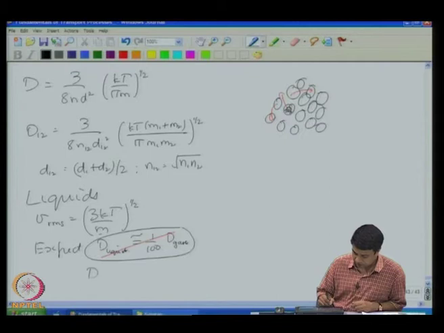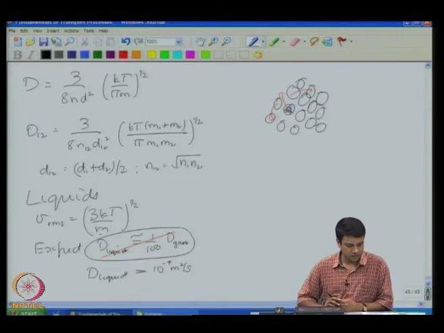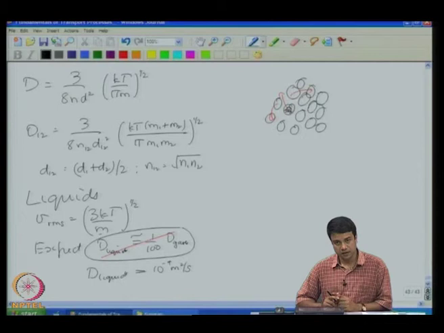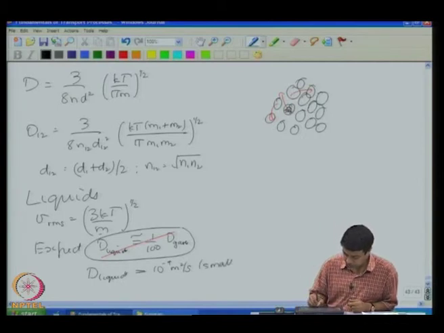In fact, if you calculate the diffusion coefficient in liquids of small molecules, it is approximately 10 power minus 9 meters square per second, which is 4 orders of magnitude smaller than that in a gas. For example, for hydrogen in water, the diffusion coefficient will be about 4 times 10 power minus 9. For larger molecules, such as larger polymer molecules, proteins and so on, this could be as low as 10 power minus 11 to 10 power minus 30 meters square per second.